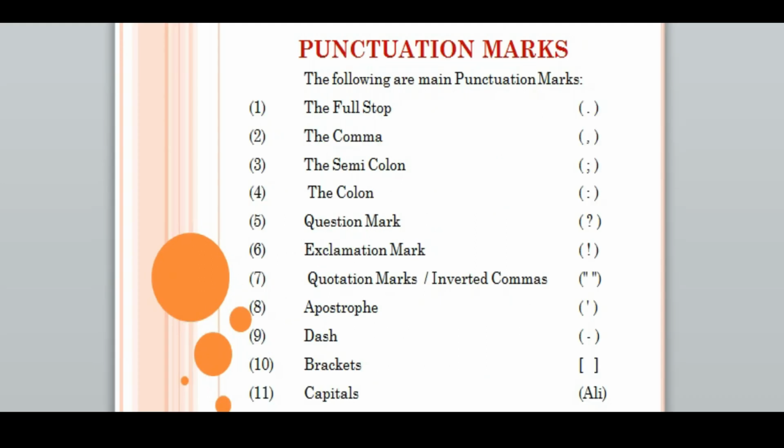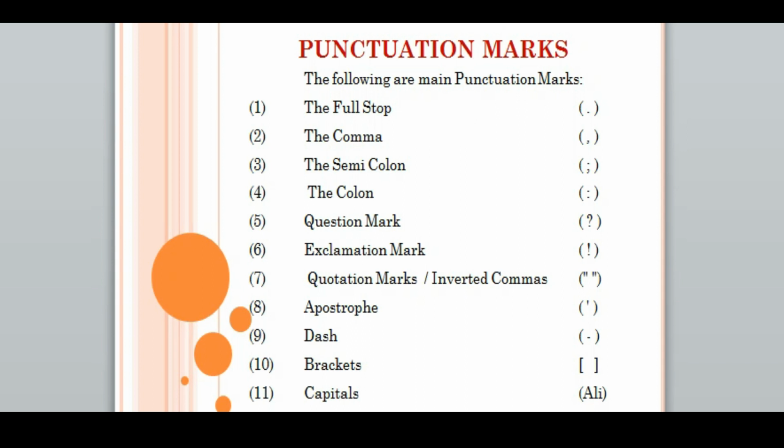So the following are the main punctuation marks. They are 11 in number, and in my 2 columns I have given you number 1 the name of the punctuation mark, and number 2 the symbol of the punctuation mark. Number 1 is full stop. It is also called the period.